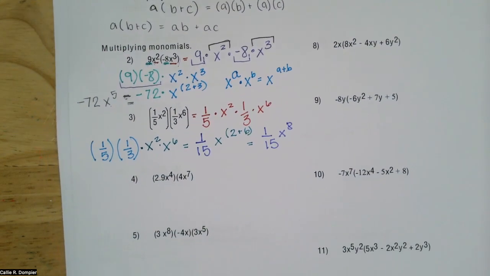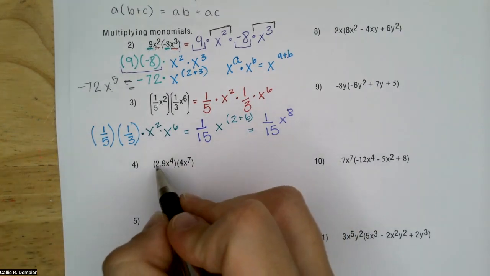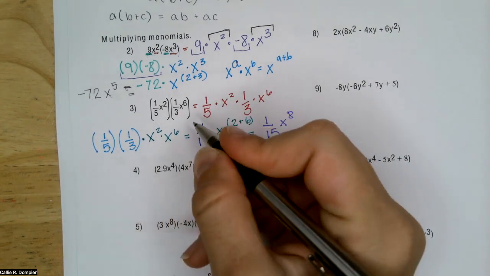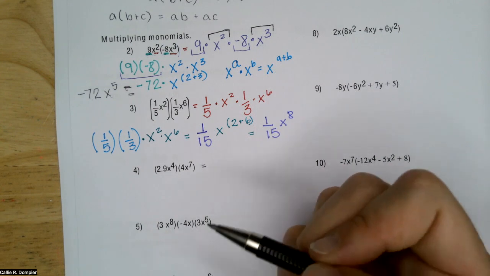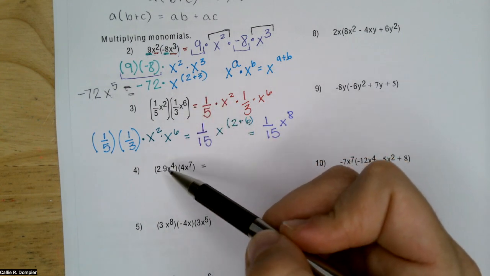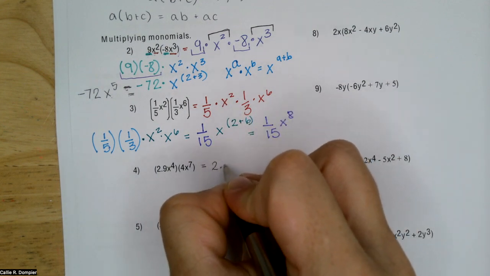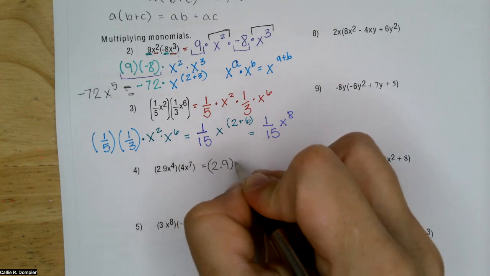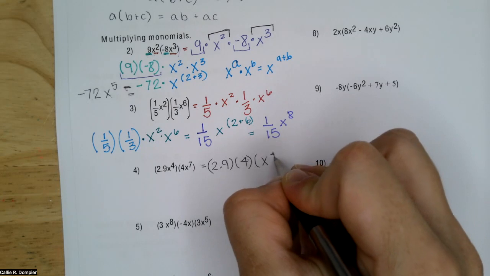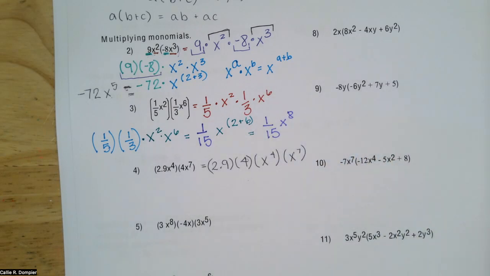Good. All right. Number 4 is 2.9 x to the 4th times 4x to the 7th. Remember, just like up here with the fractions, what we're practicing today doesn't change just because we're practicing it on a fraction, or you might be practicing it on a decimal. It doesn't change what we are practicing. 2.9 times 4 times x to the 4th times x to the 7th. Good. 2.9 times 4? Don't know.